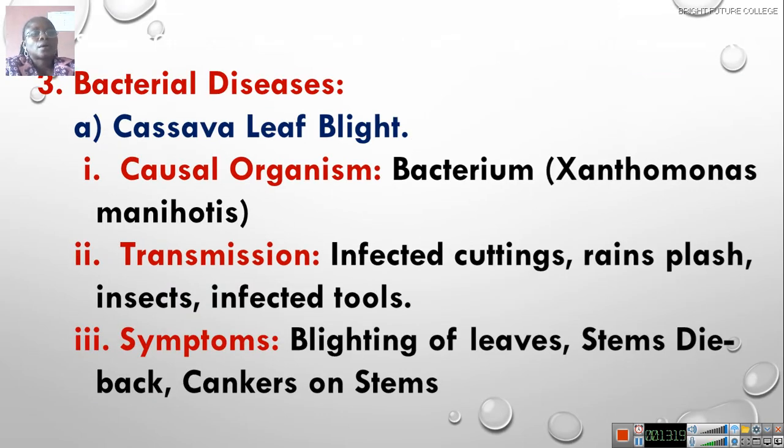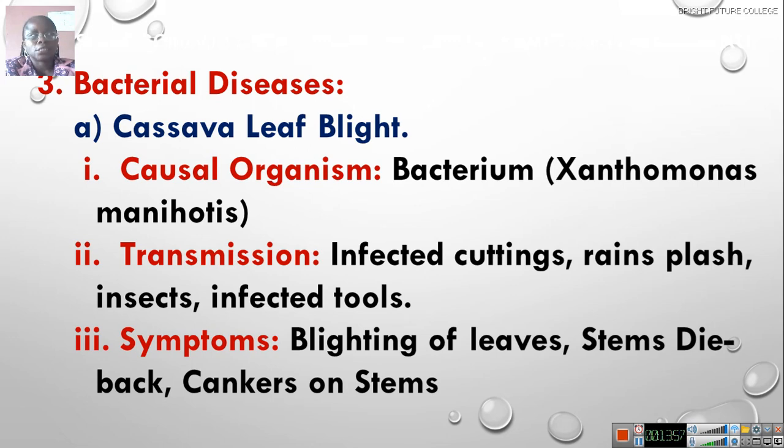We go to another cause of crop disease, which is bacterial disease. We want to start with one of the bacterial diseases, which is Cassava Leaf Blight. The causal organism is a bacterium, and the name of that bacterium is Xanthomonas manihotis. How can this disease be transmitted? Through infected cuttings.